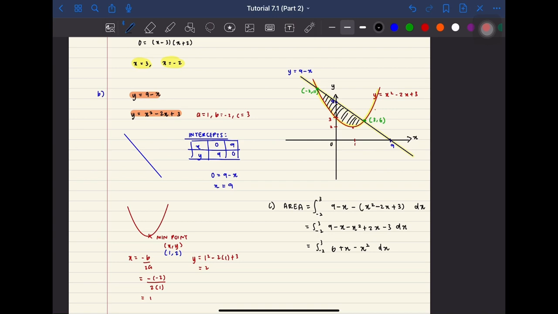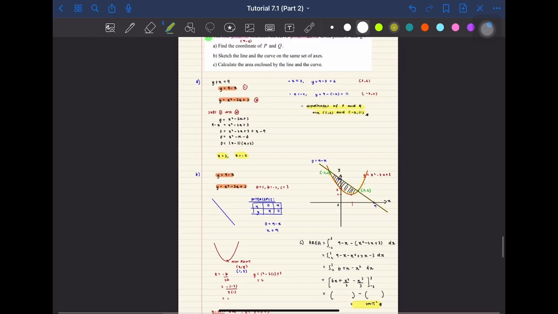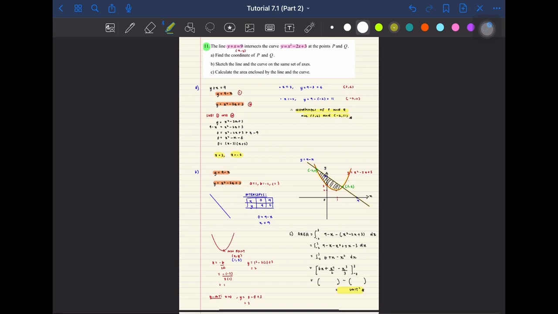Betul. Okay. Now tinggal integrate saja. So 6x tambah x square over 2 tolak x square se-3 over 3. So from negative 2 until 3. Okay, so siapkan. Masukkan 3 minus masukkan negative 2 and you're gonna get your final answer in unit square. Okay. So that's it for question number 11.